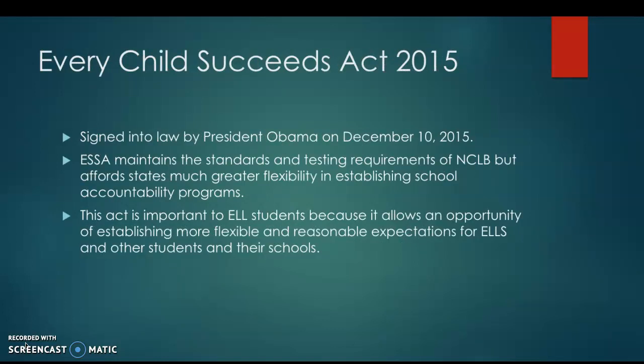Every Student Succeeds Act of 2015. Signed into law by President Obama on December 10th, 2015. ESSA maintains the standards and testing requirements of NCLB, but affords states much greater flexibility in establishing schools' accountability programs. This act is important to EL students because it allows an opportunity of establishing more flexible and reasonable expectations for ELLs and other students and their schools.